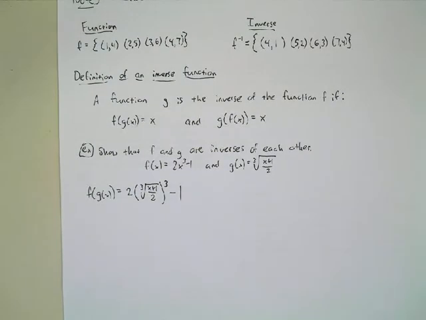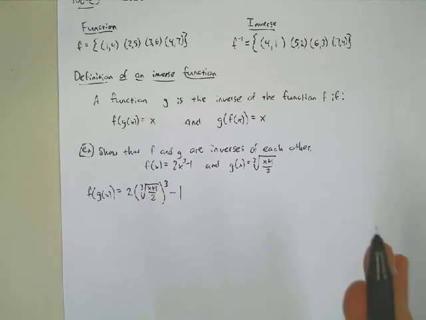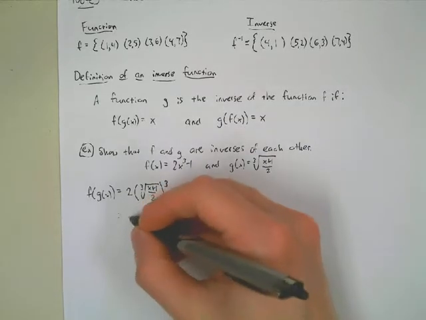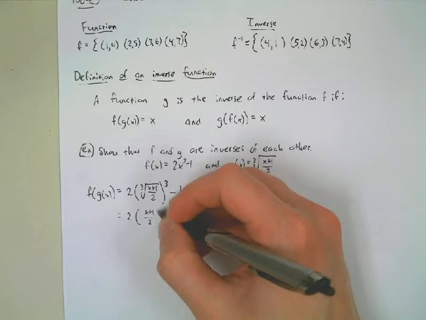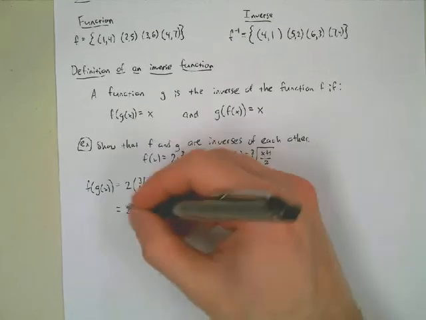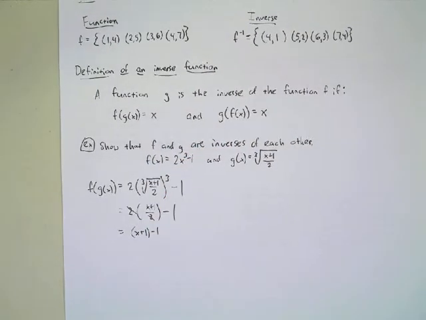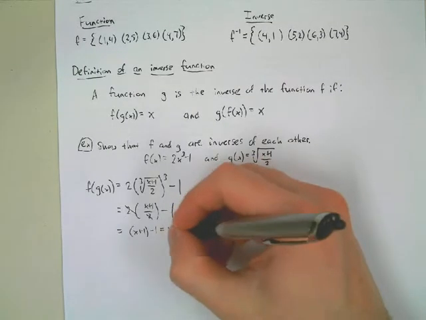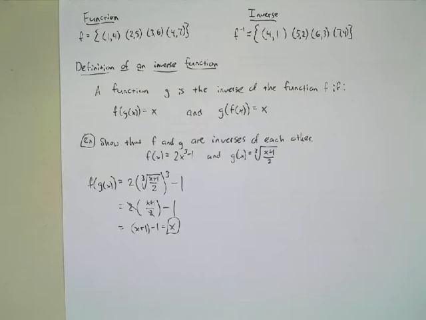Now we want to simplify this. If we cube a cube root, what happens? It goes away, cancels out, right? So now I'll have 2 times the quantity (x plus 1) over 2, minus 1. And then what can we do next? The 2's cancel. So now I'm left with x plus 1 minus 1, and so we get just plain old x. So we've shown that f of g of x is x.